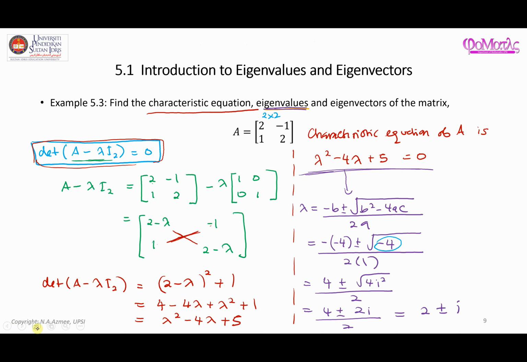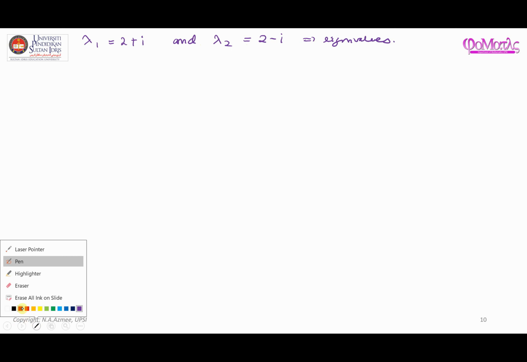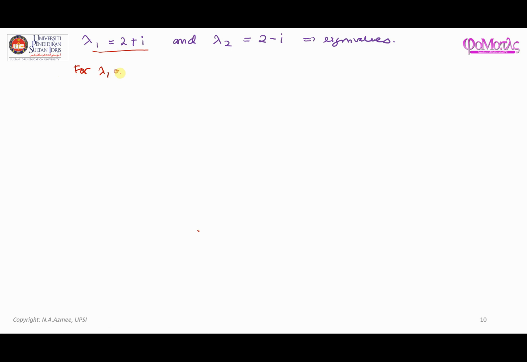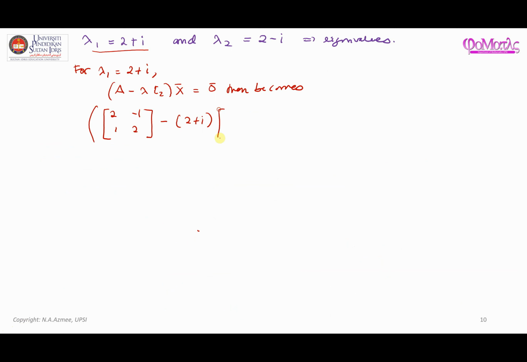Now, based on the eigenvalues given, we should go ahead and try to obtain the eigenvectors, and we're going to do it one by one. Perhaps we should consider lambda 1 first. Therefore, for lambda 1 equals 2 plus i, the equation A minus lambda I2 times x vector equals 0 becomes, well, matrix A is 2, negative 1, 1, 2, minus lambda, here 2 plus i, times the identity matrix. This is x1, x2, and this is vector 0.